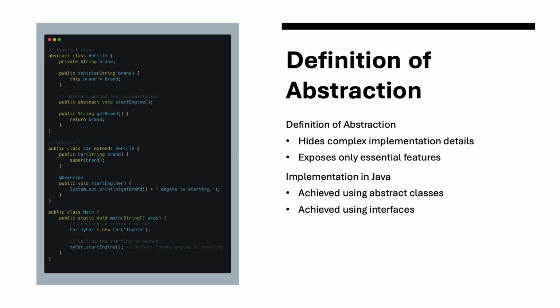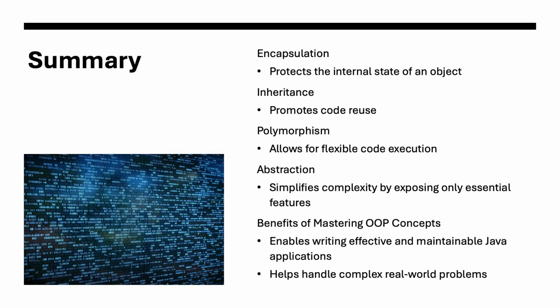So our code example here will show the abstract class vehicle and then the implementation of car, which is overriding the start engine method. So that's our example of abstraction in Java. In summary, object-oriented programming, or OOP, in Java involves key concepts like encapsulation, inheritance, polymorphism, and abstraction. Mastering these concepts helps in writing effective, maintainable applications that can handle complex problems.